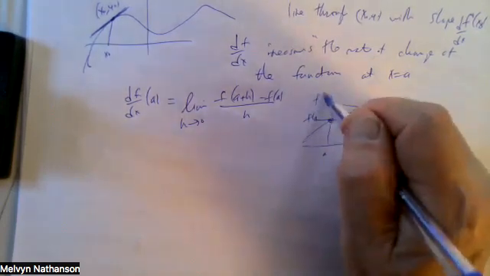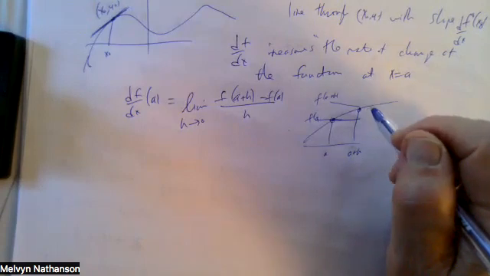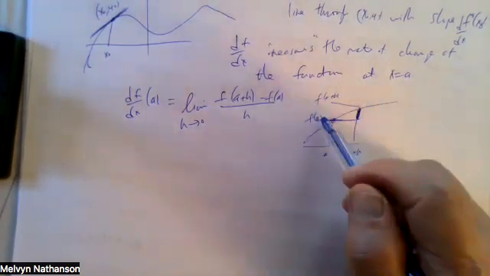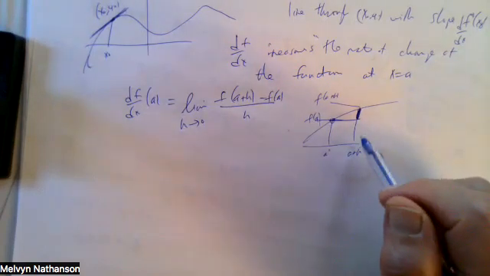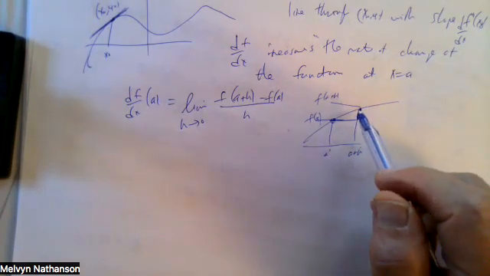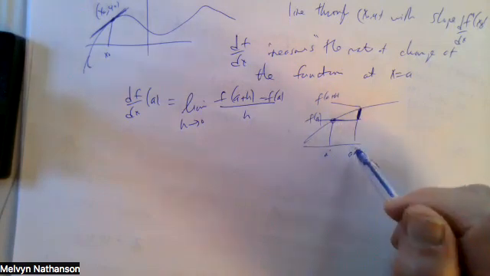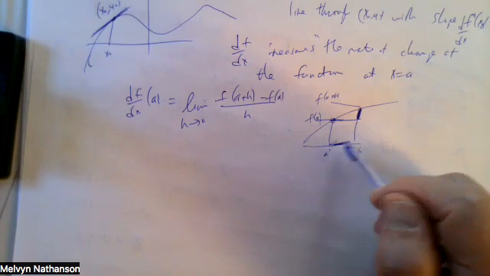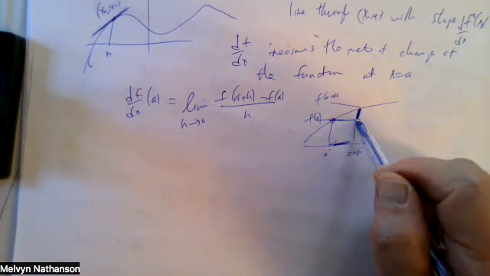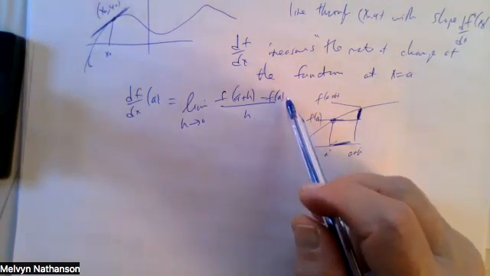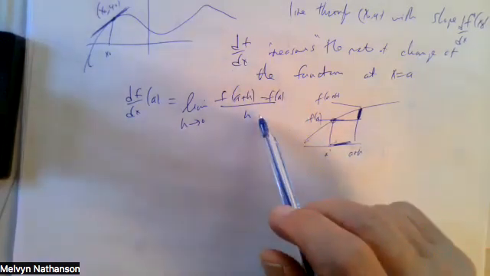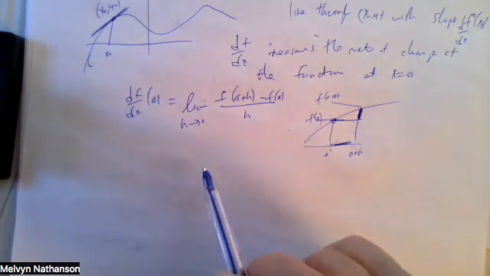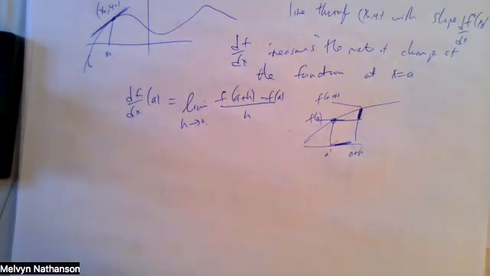The height of this is f of a plus h. So this difference is how much the function changes as you go from a to a plus h. And to get something like the rate of change, you take this divided by h. So as you change the x coordinate by h, the y coordinate changes by f of a plus h minus f of a. So this is something like the rate of change of the function at h. And you take the limit as h goes to 0, and that's the derivative.